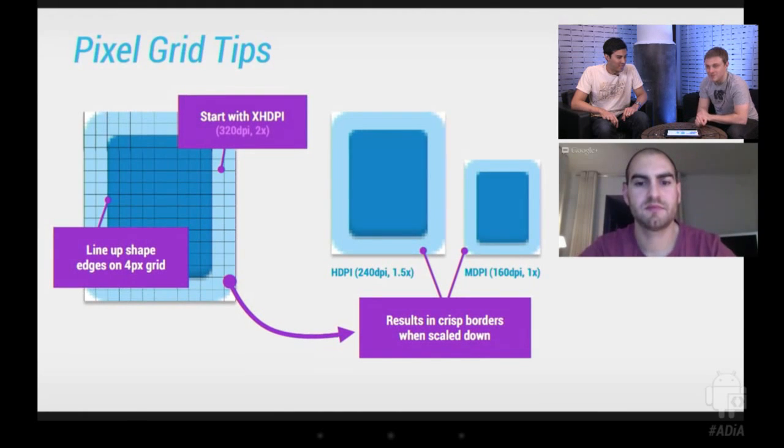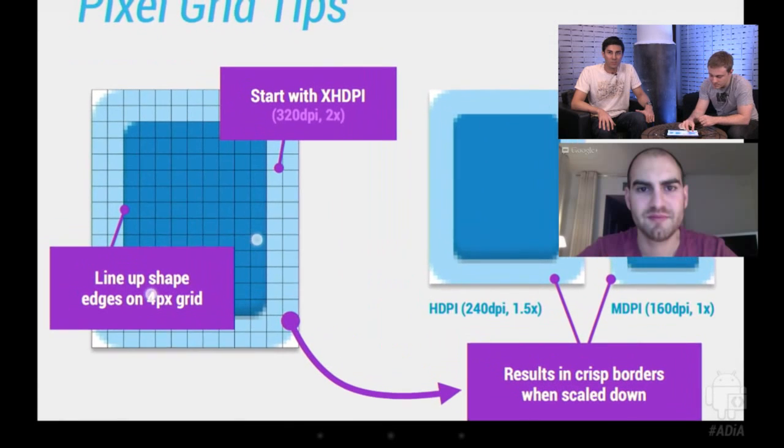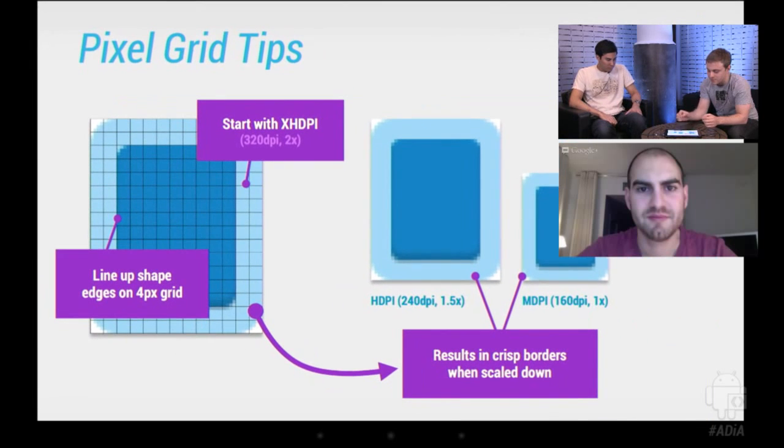Moving on, really quick pixel grid tips. When you're doing asset production, this is one general tip, and you can tweak this as you see fit. One thing that I generally do is use a 4-pixel grid for designing assets, and I start with XHDPI. Starting with XHDPI, lining things up to a 4-pixel grid means that you can then scale down to HDPI, MDPI, and I'm not sure about LDPI, but probably LDPI as well, and get really, really crisp borders.